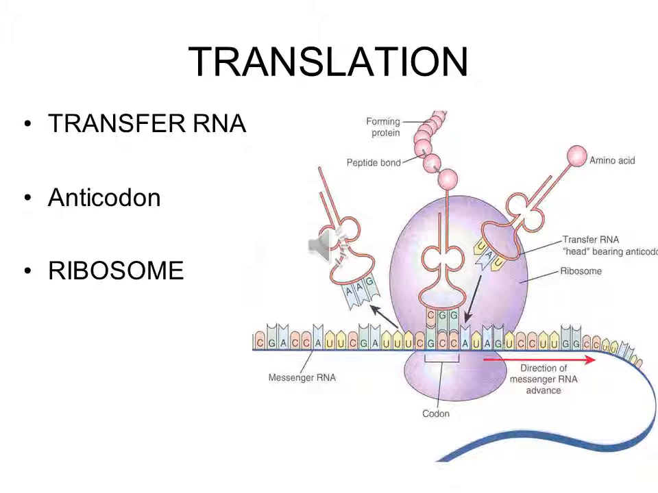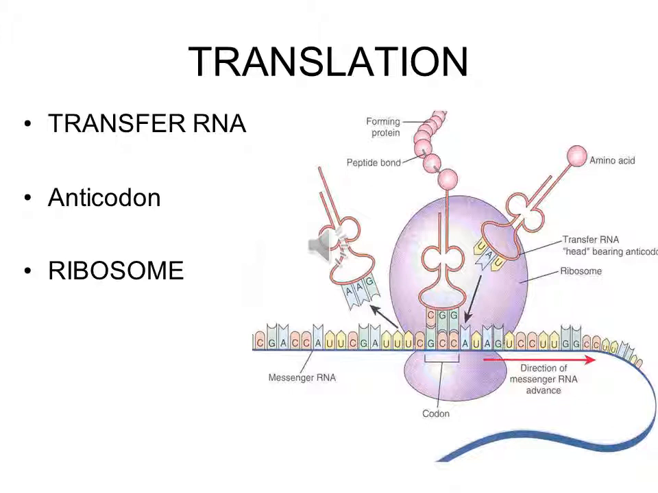Ribosomes are made up of equal parts of protein and ribosomal RNA. Ribosomes are formed in the nucleus, and then they move out into the cytoplasm, where they're found either floating free in the cytoplasm or attached to the rough endoplasmic reticulum.